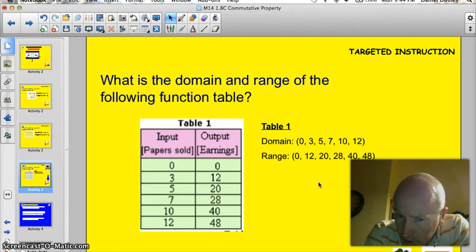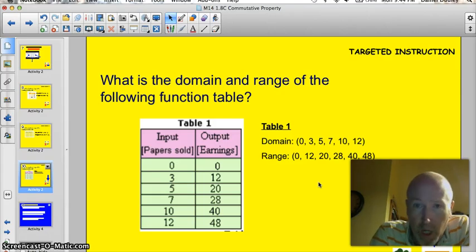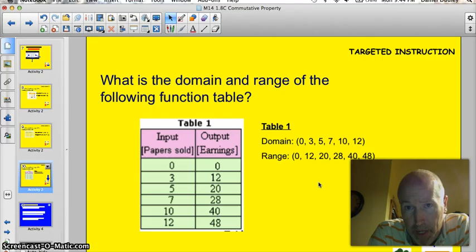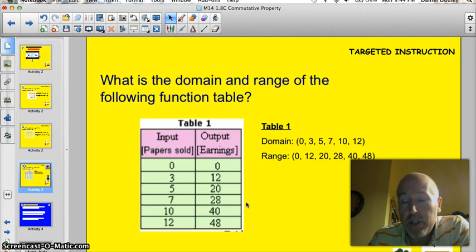Now, one little tip. Have you noticed how I always say domain and range? They will always appear as x and y. X and y, domain and range. So they appear in the order in which we say them, domain and range. Just like x and y. X comes before y, domain comes before range.